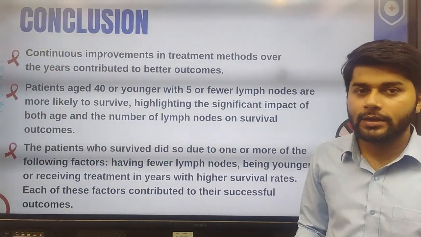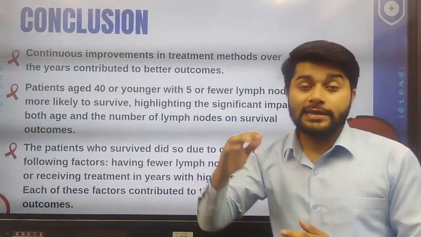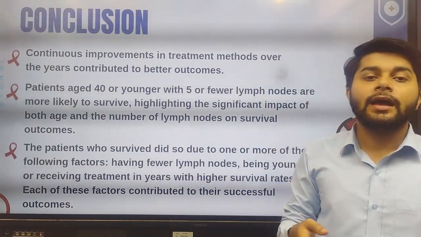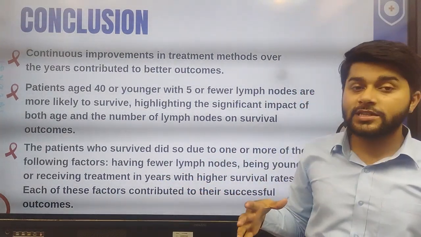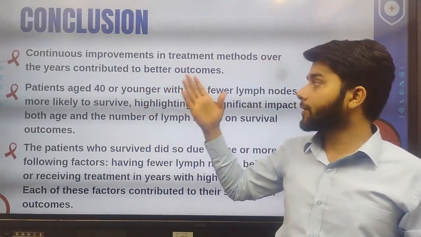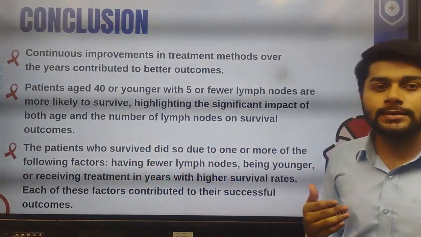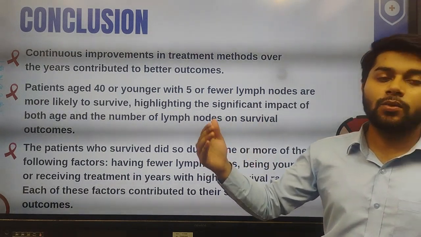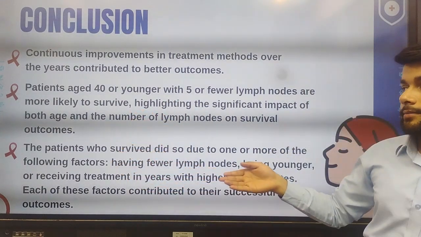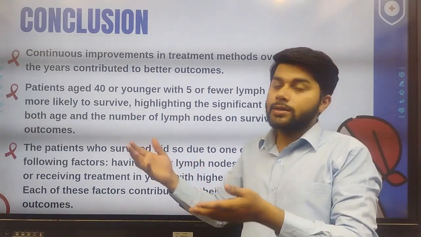Right now I am concluding the exploratory data analysis I have performed with the help of Python, covering the different factors that influence the survival status of the patient, like age, nodes and the years. The first point I want to conclude is that continuous improvement in treatment methods over the years contributed to the better outcomes that we see. As we go higher in the operational years, the number of patients was decreasing and the survival rate was increasing. That means treatment methods improved over the years.